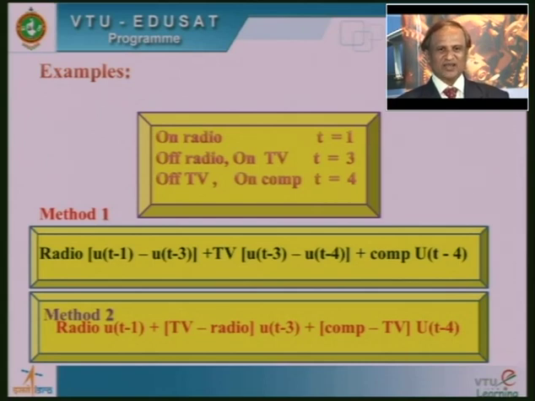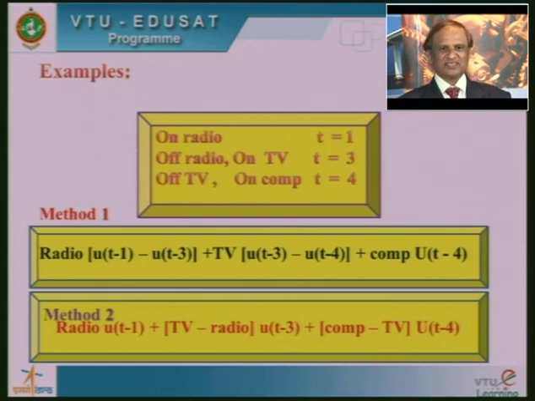So in method one, some common unit step functions are there, namely u of t minus 3, u of t minus 4. Is it clear? Instead of writing repeatedly, you can use method number 2. Is it clear? So radio into u of t minus 1.